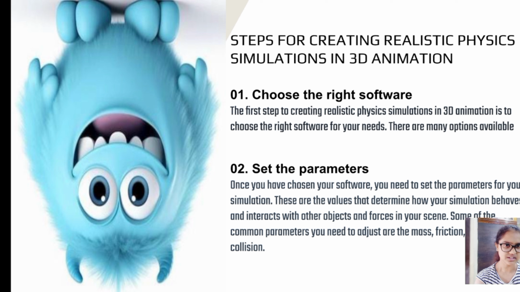2. Set the parameters. Once you have chosen your software, you need to set the parameters for your simulation. These are the values that determine how your simulation behaves and interacts with other objects and forces in your scene. Some of the common parameters you need to adjust are the mass, friction, gravity, and collision.